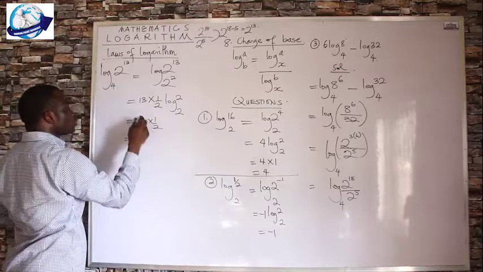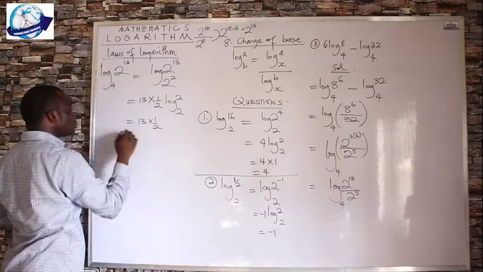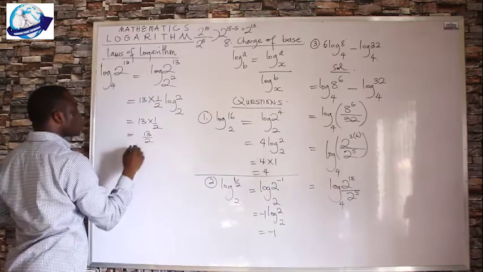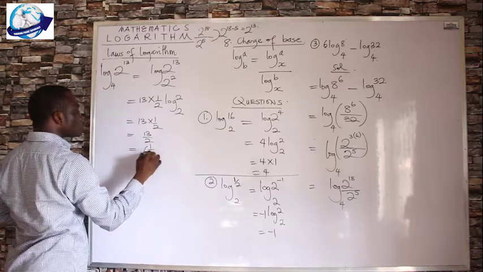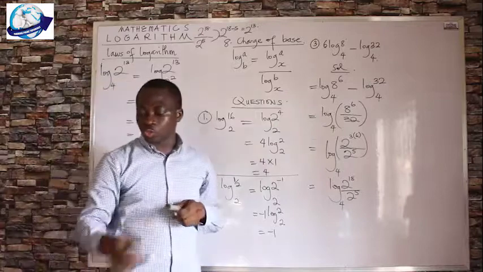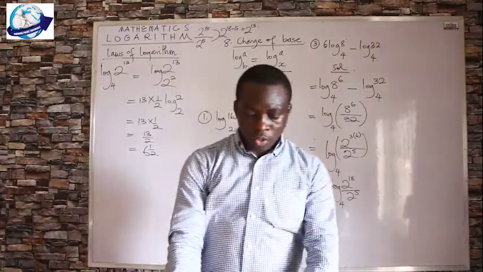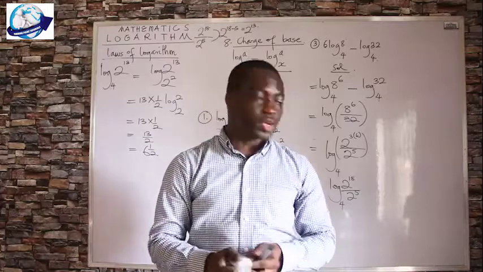Okay, let me help you. This is 13 over 2. This is the application of this question. I have to take it carefully so we don't have issues right here. Let me see if I can take decimals, because some people have issues with decimals.